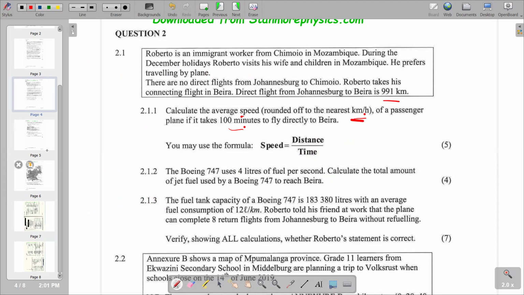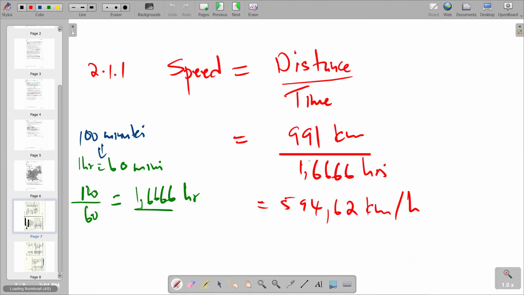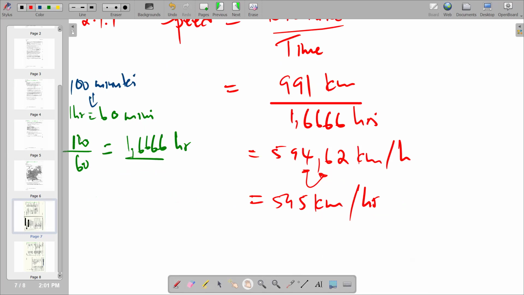So obviously the kilometer per hour, if you go back to our answer section, you'll see that we put a 6 behind, which is going to change our 4 to 5. Add 1. So we're going to say 595 kilometers per hour is our final answer. So this is what we have on this part.